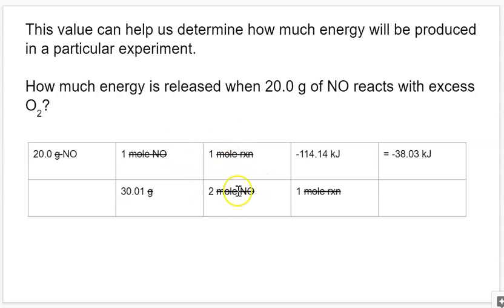I convert moles of NO to moles of the reaction overall so that I can use that value that we calculated earlier. So I have 20 divided by 30.01. That gives me moles of NO. I turn moles of NO into moles of reaction, and then I can multiply that by the heat, the enthalpy of the reaction overall. That gets me here negative 38.03 kilojoules.